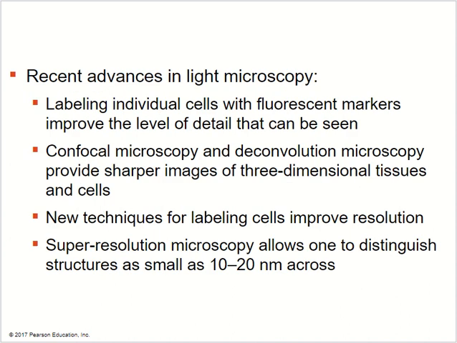Recent advances in light microscopy have resulted in labeling individual cells with fluorescent markers to improve the level of detail that can be seen. Confocal microscopy and deconvolution microscopy provide sharper images and 3D tissues and cells. And then new techniques for labeling cells improve resolution, and super resolution microscopy allows one to distinguish structures as small as 10 to 20 nanometers, a nanometer being 10 to the minus 9th meters.